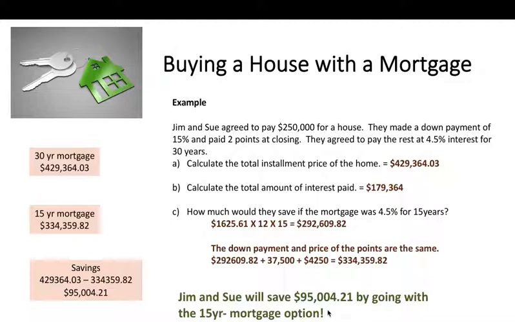Why doesn't everybody do that then? Well, the reason is because this mortgage payment is so high. So people try to have more money every month by extending the length of their mortgage. But in the long run, they're going to end up paying almost $100,000 more on this $250,000 house.